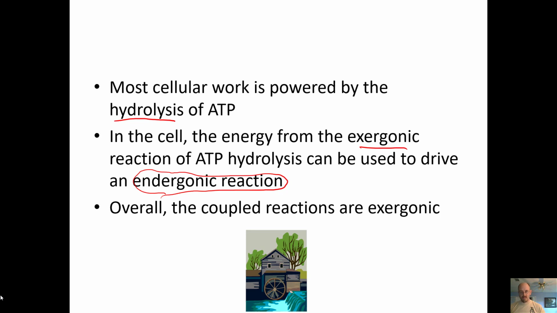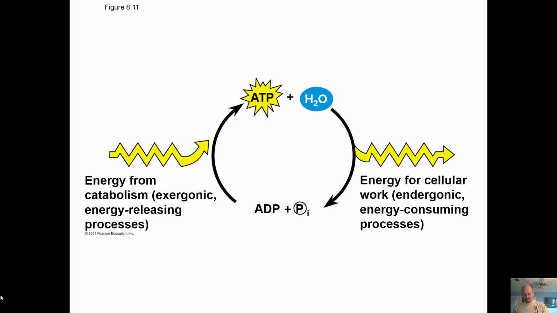But overall, this is something to wrap your head around. Overall, this is called a coupled reaction, when one reaction fuels another. But if you take the whole thing into account, even if it looks like an endergonic reaction, overall it's exergonic. Here, for example, we have food. This is energy from food. It's used to glue this phosphate to ADP. That makes ATP.